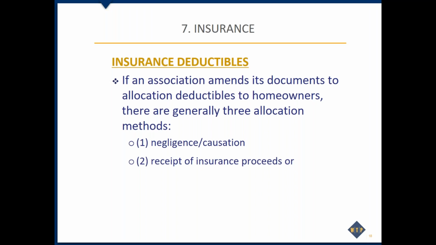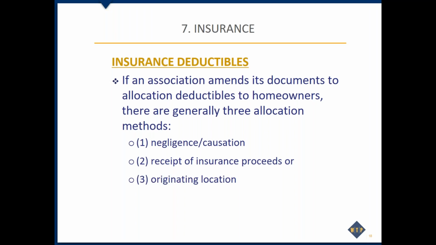Receipt of the insurance proceeds. So we can say, well, whoever got the money to fix their unit pays the deductible. There's a certain amount of fairness in that. But the problem is, imagine if that person with the water line that broke was actually on the 5th floor. They received very little damage, but the people on the 4th floor, 3rd floor, and 2nd floor, who really weren't at fault, received most of the damage. Why should they have to pay the deductible? And what's the third option?